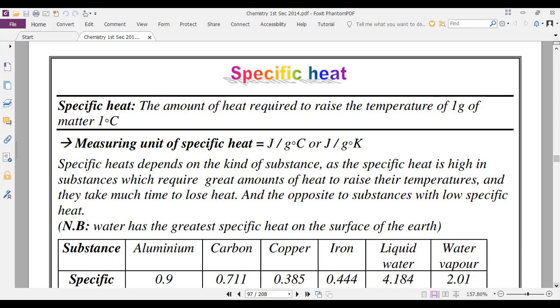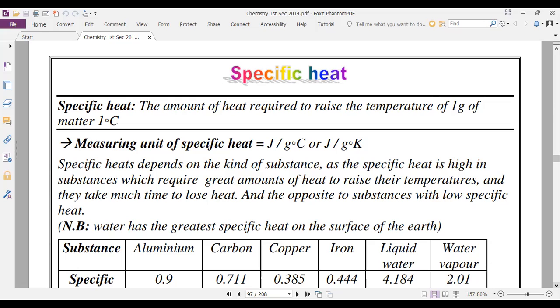Because specific heat can be measured by Celsius or Kelvin, and both are measuring units of temperature. So what's meant by specific heat? The amount of heat required to raise the temperature of 1 gram of matter by 1 Celsius. Right. What's its measuring unit?